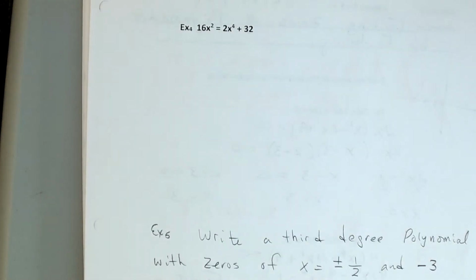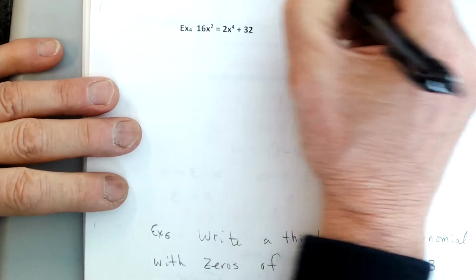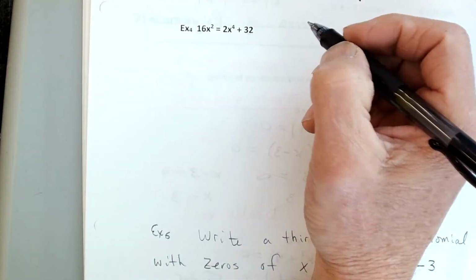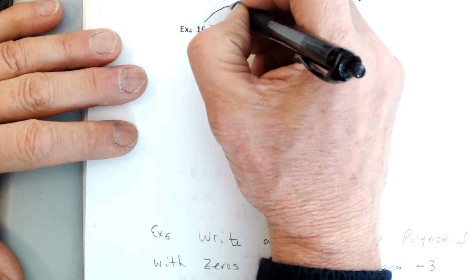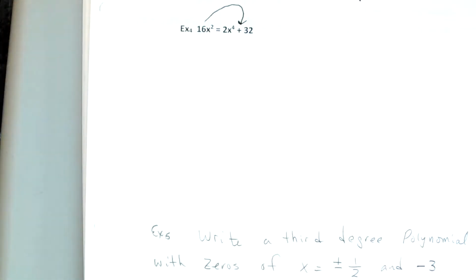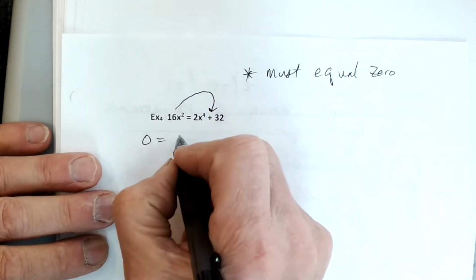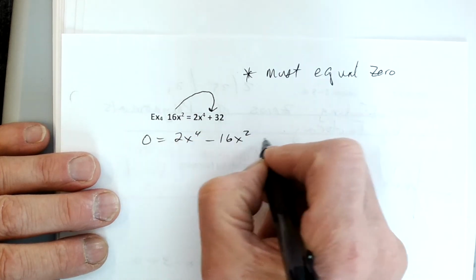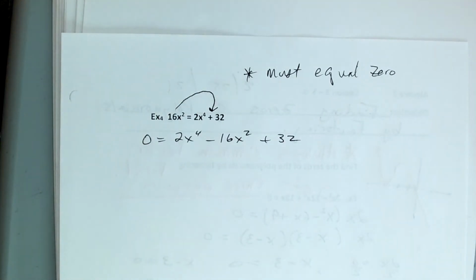All right. Example 4. Same thing. What we need to do is have it equal to 0, okay? Up here it must equal 0. Okay? So, here's my x to the 4th, right? You guys see my x to the 4th? So I'm going to bring the 16x squared and put it right there. It must equal 0. So I'm going to have 0 equals 2x to the 4th minus 16x squared plus 32. Okay? So brought over, put it in the middle because they have to be in order.